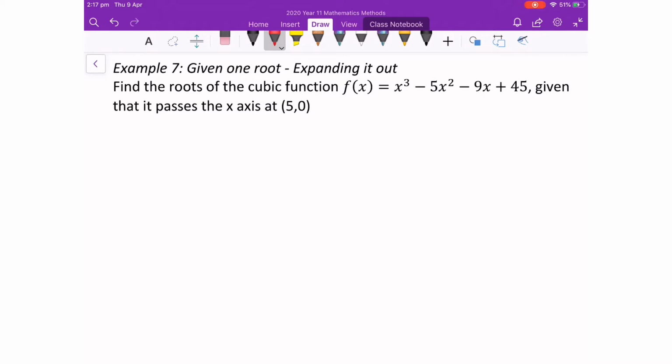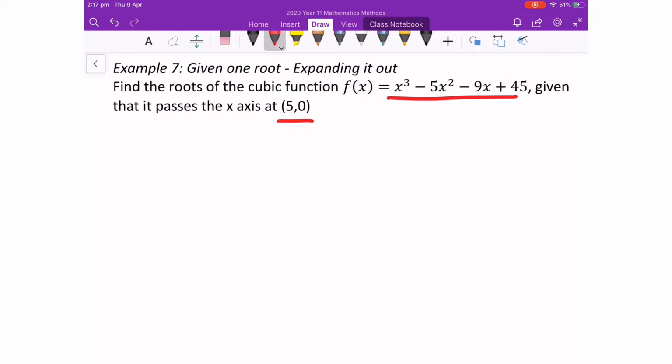Okay, so I'm going to use our information and our knowledge from before to apply it to this example here. Now this one is a bit harder, so please make sure you're paying attention. Have your thinking caps on to be able to do this one. Okay, so find the roots of the cubic function x cubed take 5x squared take 9x plus 45, given that it passes the x-axis at 5, 0.